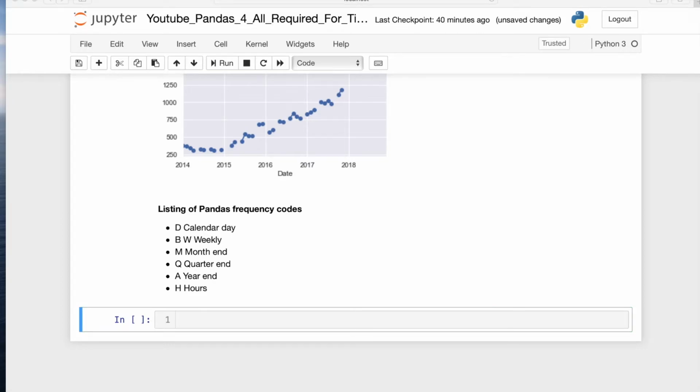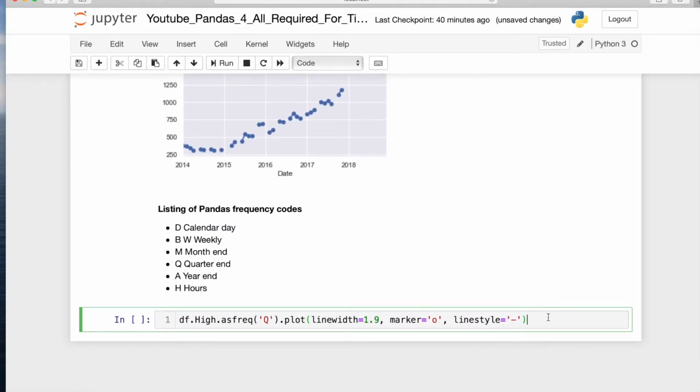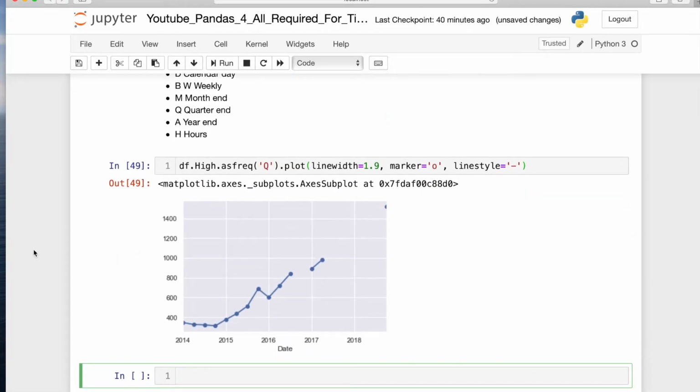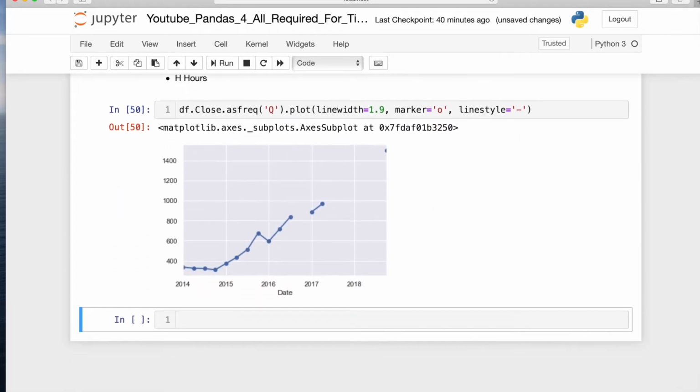Let me show some other frequency data. We showed this data month wise. Now I'm showing quarter wise. If you see quarter wise, how this data looks, every time I'm taking the high, but you can take any column, right? Suppose I want close, so you change the column and find these things. In a similar concept, we have the shift.